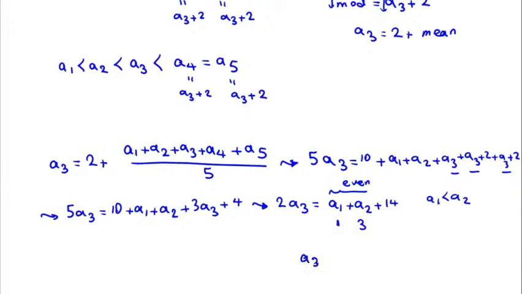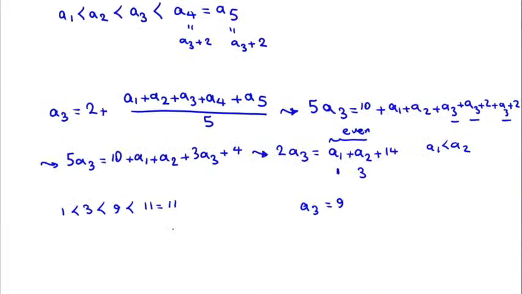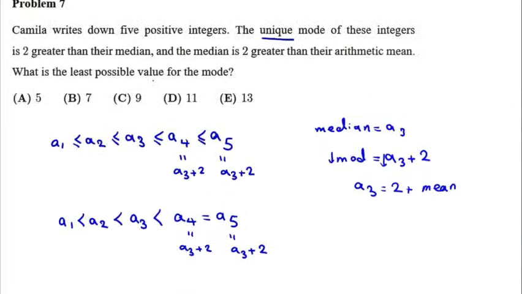So A3 will be what? 18 over 2, 9. So A1 is 1, less than 3, A2. A3 is 9, less than 11, equal to 11. Okay, we have these 5 numbers, and the problem says mode is what? Minimum mode, the least possible value is 11. We see 11 twice and satisfy all the conditions. And the answer is D.